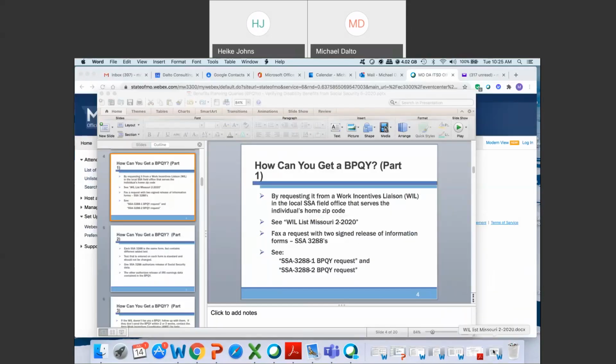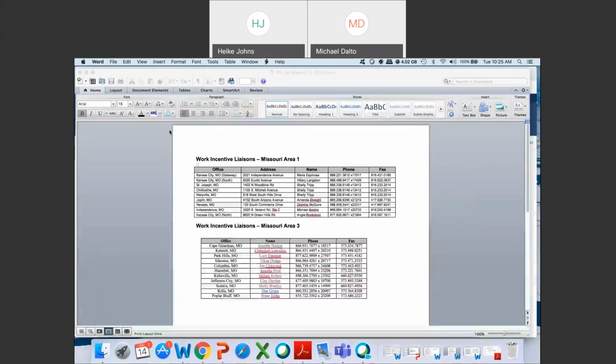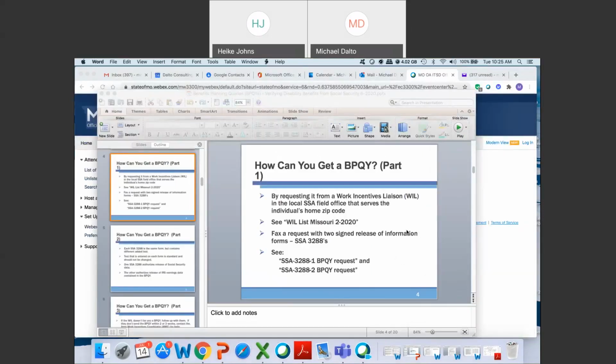You want to identify the WIL, and you need to fax them 2 different copies of the same form in order to have them release a BPQY to you. So why would you possibly need 2 different copies of the same form, the SSA 3288 form? There actually is some logic to this.